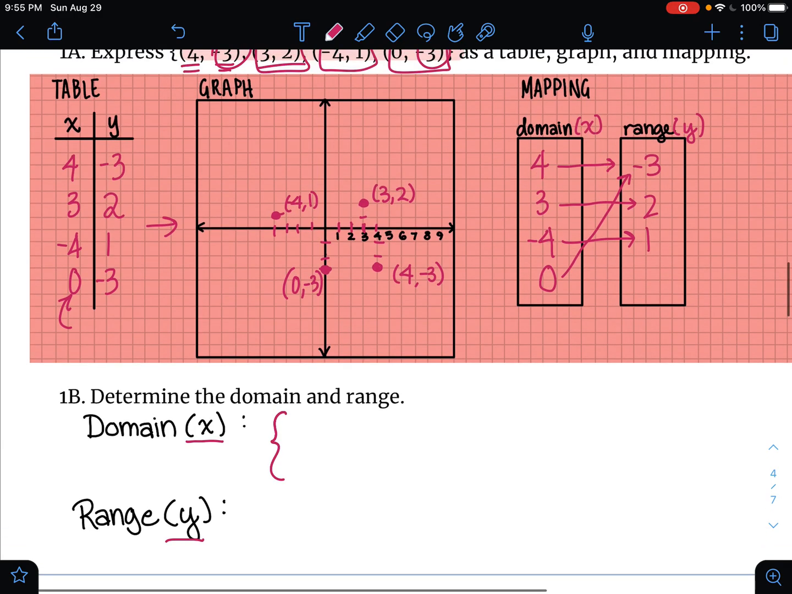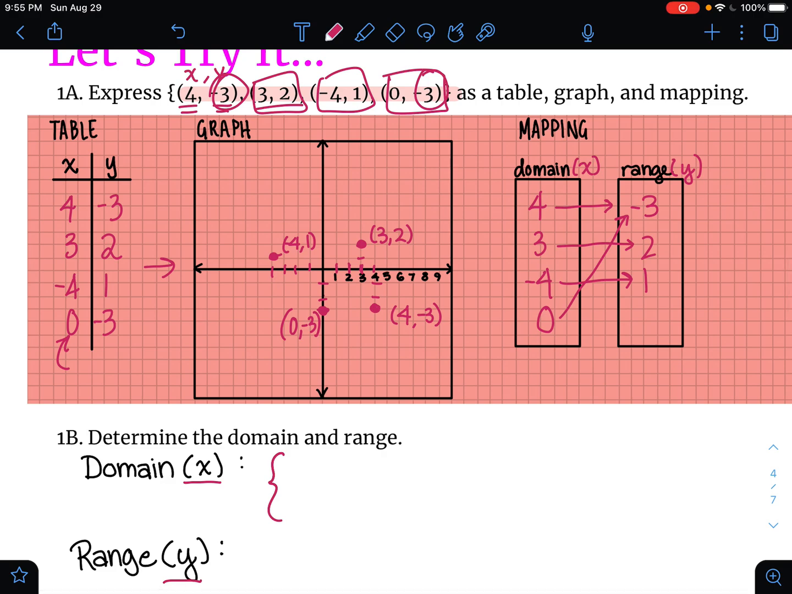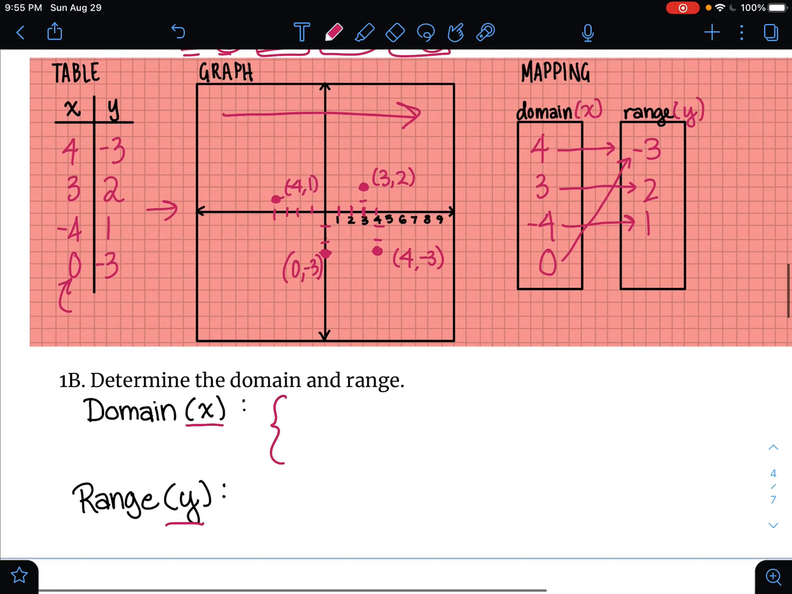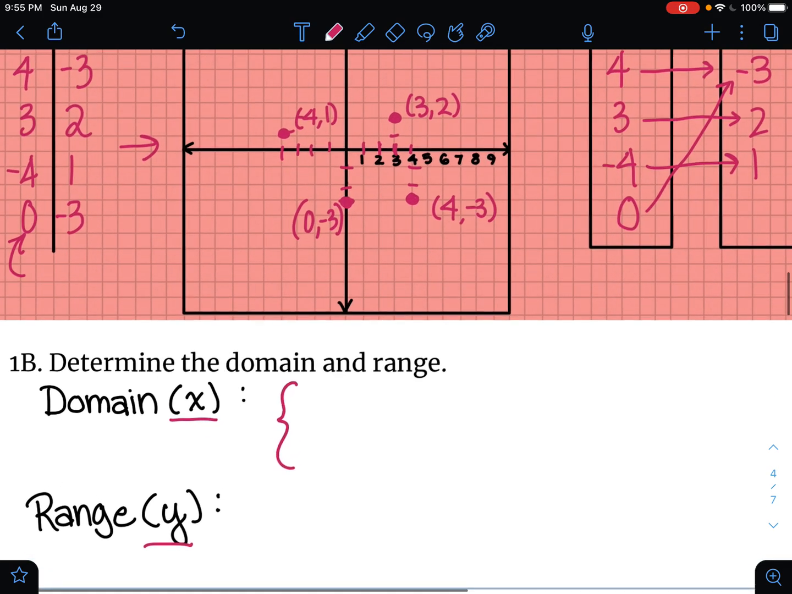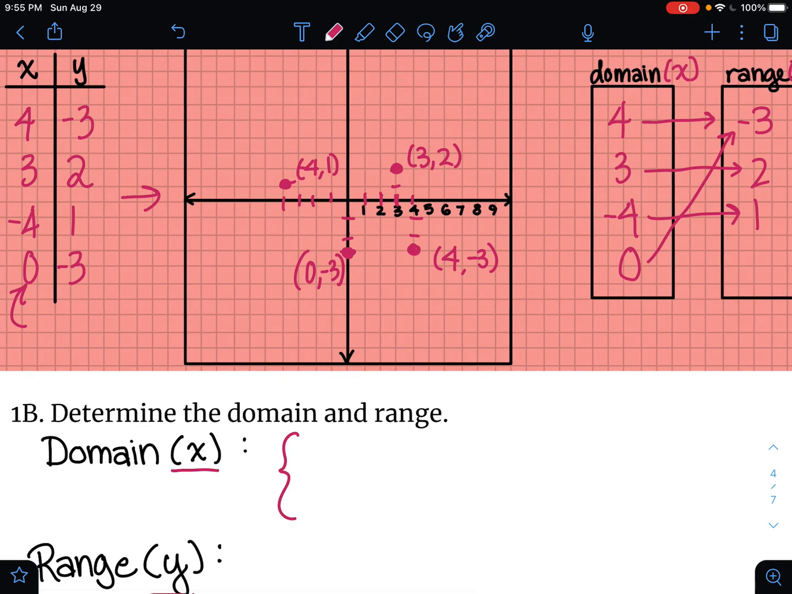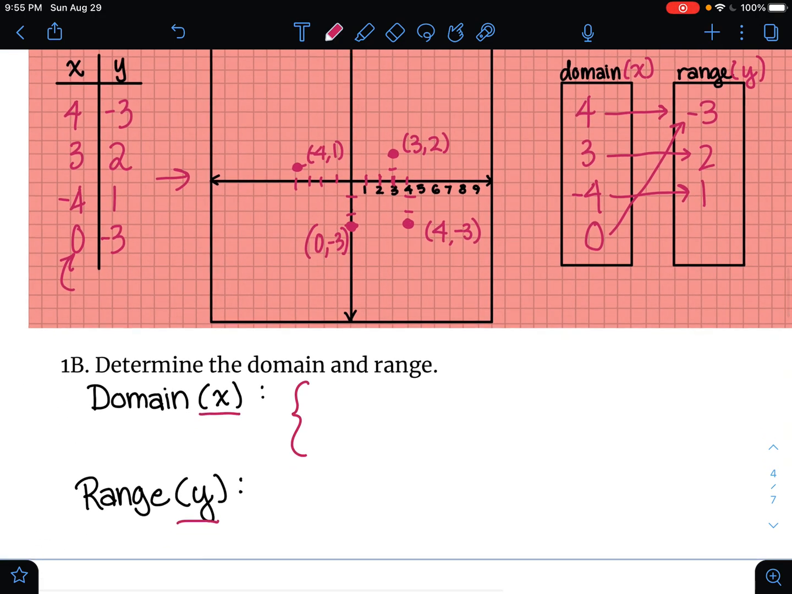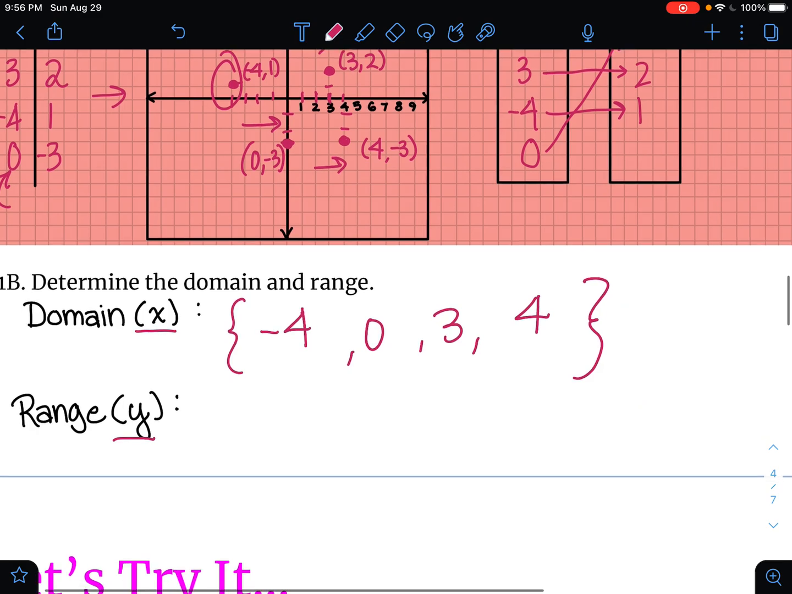And we're going to start, I like going using the graph. I think it makes things easier, and I like doing it left to right because that's how you read graphs. It makes things simpler. It goes from least to greatest, and so we're going to start with this first x value right here, which is -4. Then we move over again, we're at 0. Move over again, we're at 3. Move over again, we're at 4. And those are all of our x values.